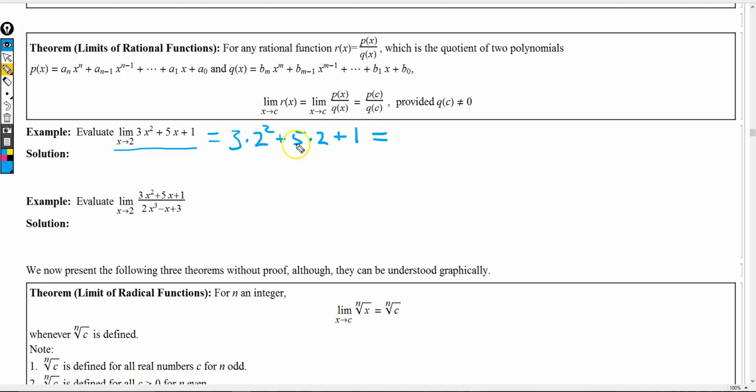And let's see, that's going to be 12 plus 10, 23. This one down here, well, this is a rational function. It's the quotient of two polynomials. So, by the previous result, I can just plug the 2 in for all the x's.